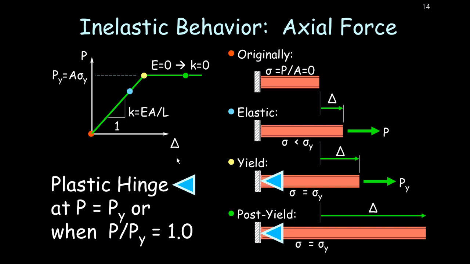So you can almost imagine now if a computer program was doing the analysis of a truss in which you had all axial force members, it would be watching this ratio of axial force divided by the yield force, and when it equals 1, then it would put in a plastic hinge.